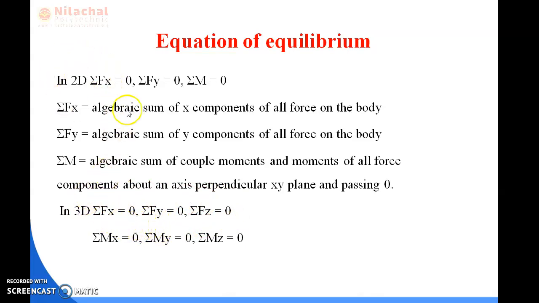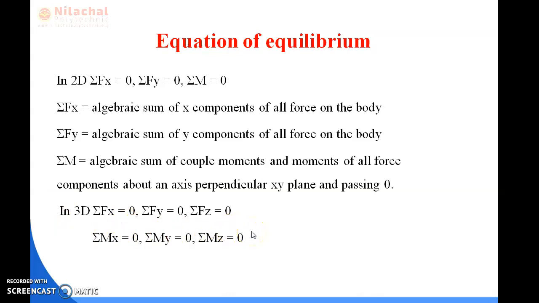In 2D, only one plane is there, so only one moment, but here the moment is of three types. Why? Because here three planes are there: one is the xy plane, second is the yz plane, and third is the zx plane. So three kinds of moment are there, and due to the three axes, three kinds of force are there. So as a whole, 6 equilibrium equations are there in 3D. You only have to remember the equations for 2-dimensional and 3-dimensional.